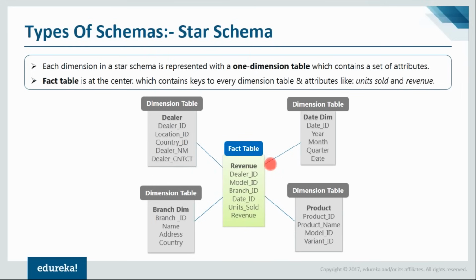So we have a foreign key relating to all the 4 of our tables, and those are the 4 different dimension keys that we have. And along with that, we have 2 different measures, right? So units sold and revenue are the 2 different measures.